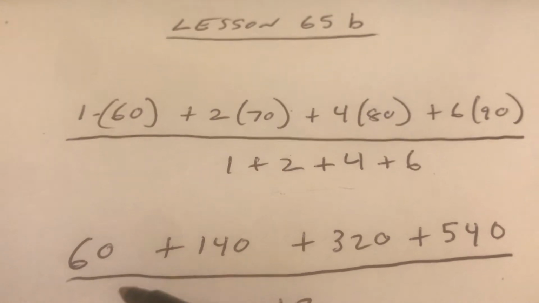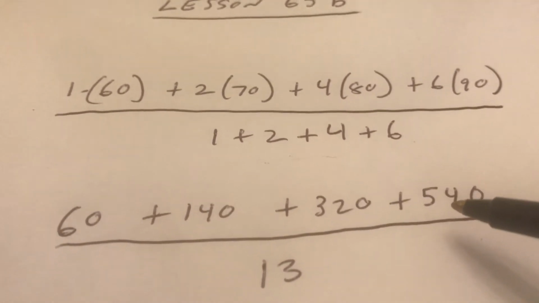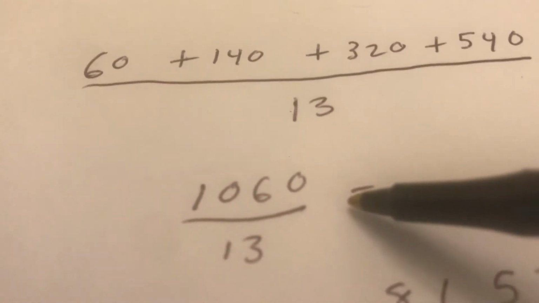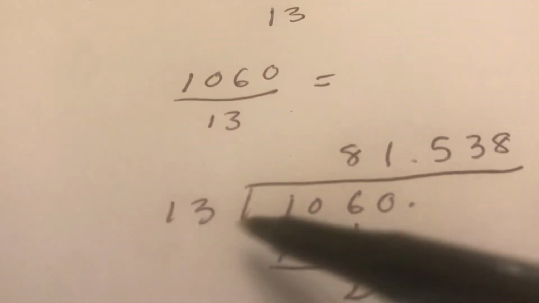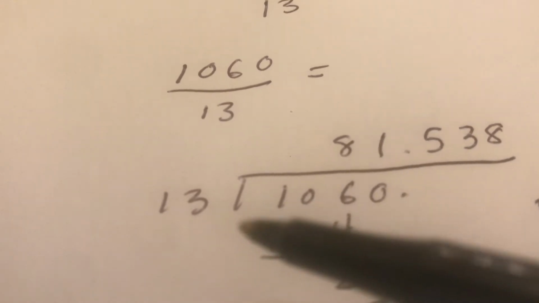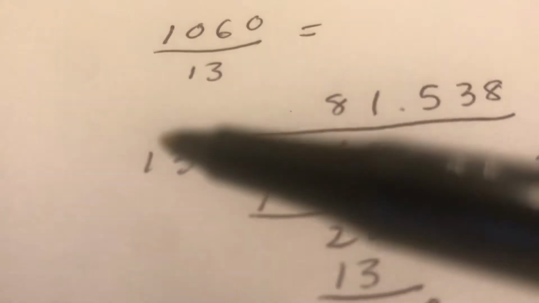So you multiply it out, 60 plus 140 plus 320 plus 540 divided by the 13 that it's weighted, and then you get 1060 over 13. So you divide the bottom into the top. 13 goes into 106, 8 times. 8 times 13 is 104. You subtract, get 2, bring down the 0.